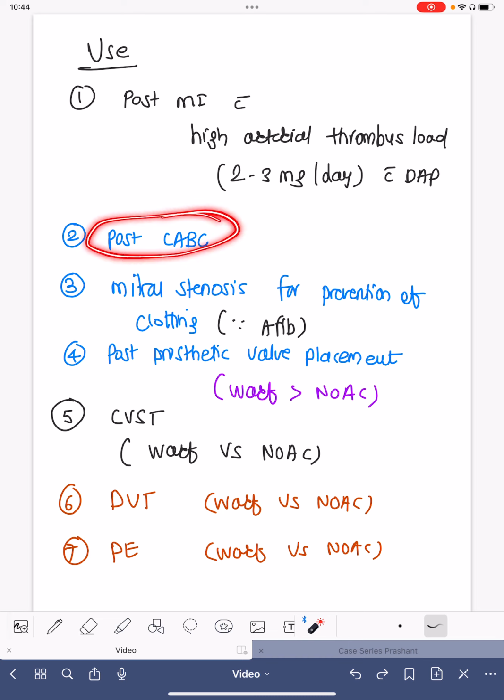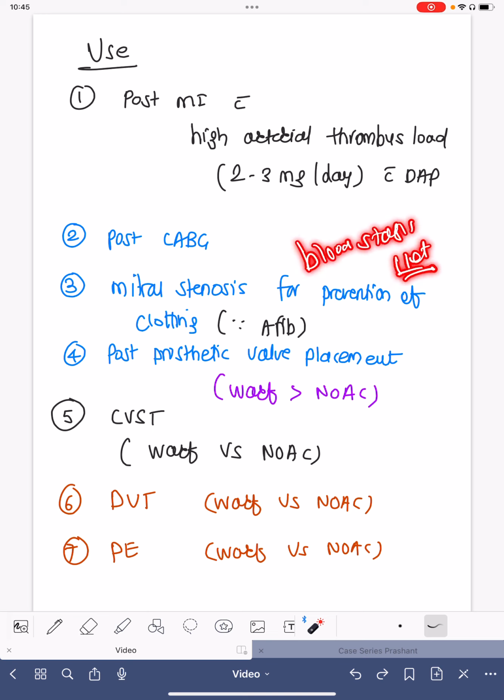If the patient doesn't have that much high arterial thrombus load, then usually warfarin is not necessary. Post CABG, it is very commonly used, and it is always used in a very low dose, usually 1 to 2 milligram, most of the time in post CABG patients. In a mitral stenosis patient, because of the increased left atrial pressure and increased left atrial size, the chances of blood stasis and clot formation are very high. That is the reason why warfarin is very commonly used there for prevention of clotting.